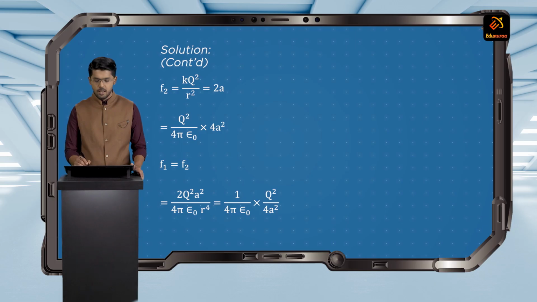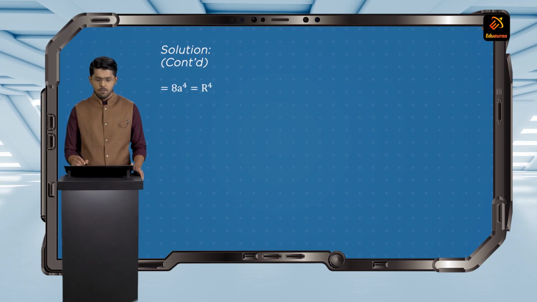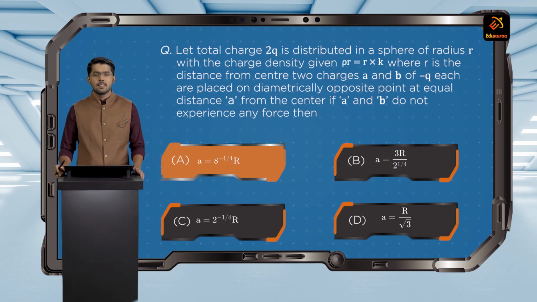And on simplifying, you get 8a to the power 4 equals capital R to the power 4. So therefore, a must be equal to 8 to the power minus 1 by 4 into r. Now, if you match your options, option A is the correct answer to this question. Let's now go ahead and see the next question.